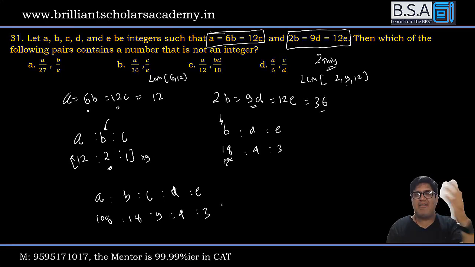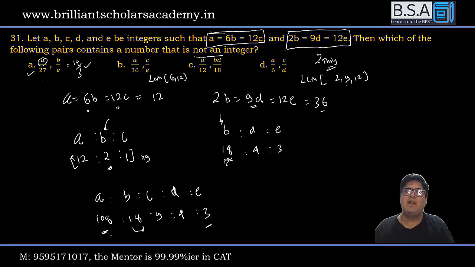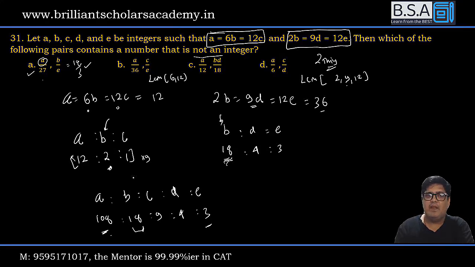Now what you need to do is check every one of the answer options. Is A a multiple of 27? It is. What is B? B is 18. What is E? 3. Can I divide 18 by 3? Yes. The question is, which of the following does not give me an integer. Is 108 a multiple of 36? 3 times. What is C upon E? C is 9, E is 3. So 9 upon 3. Is that an integer? Yes. Is A a multiple of 12? Yes.